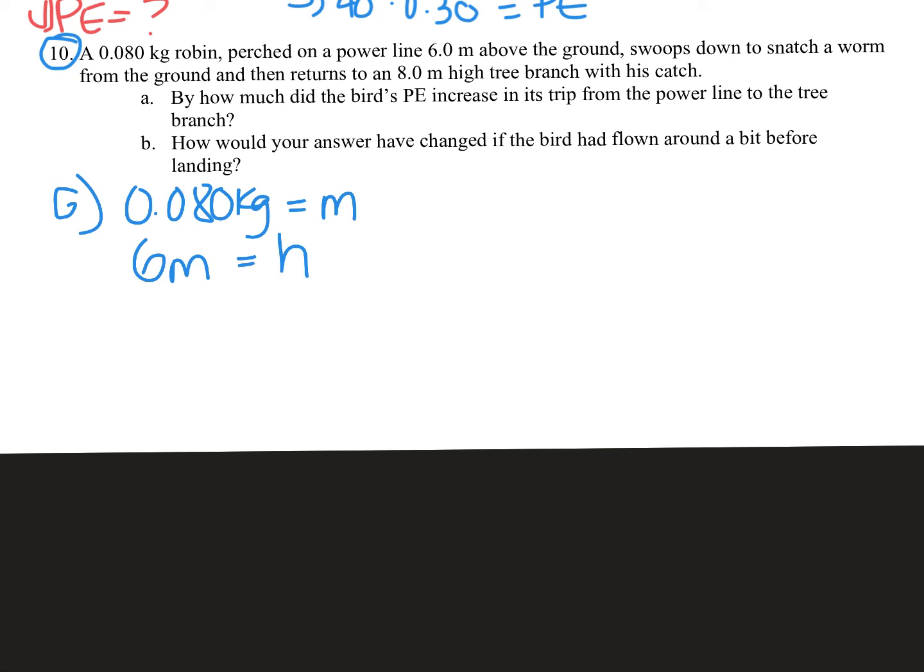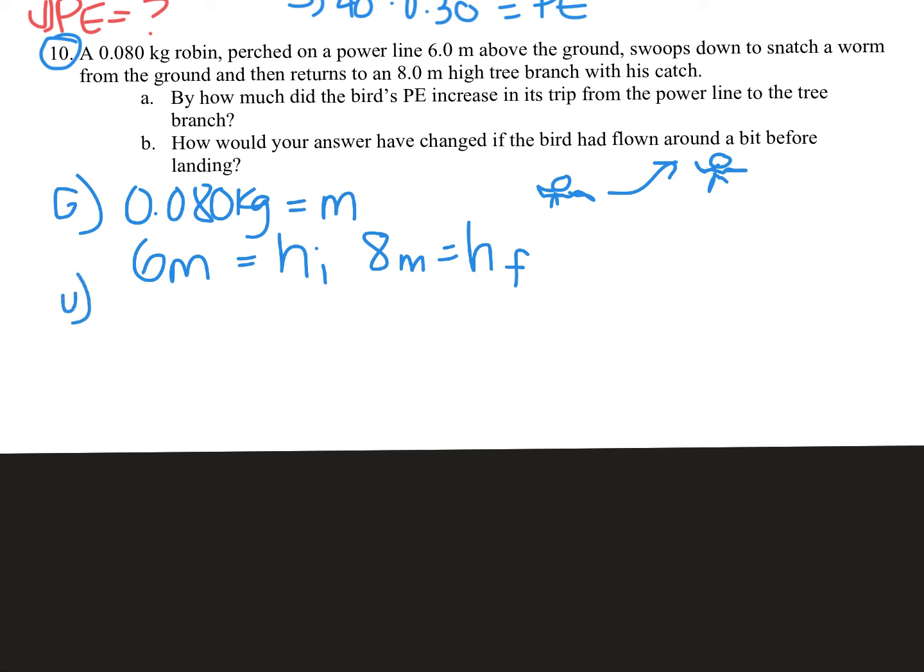The bird swoops down and snatches a worm from the ground and then returns to an 8-meter high tree. Oh, okay. So it looks like the initial height of the bird is 6 meters, and then the final height of the bird is 8 meters. How much did the bird's potential energy increase in its trip from power line to the tree branch? I can't draw very well. There's your bird. It started at 6 meters off the ground and ended up at 8 meters off the ground. So how much did potential energy increase by?